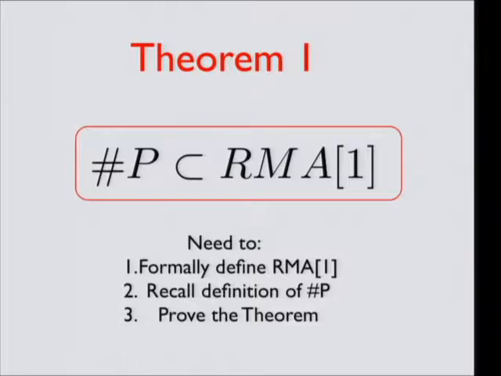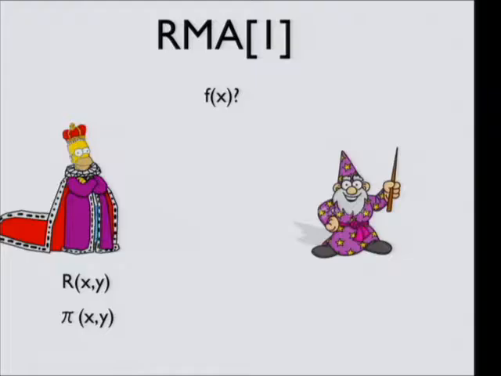OK, this is our first theorem. And to show it to you, I have to formally define for you what these rational Merlin-Arthur proofs are. I'm going to recall some definition of #P to set notation and make the proof easier to digest. And I'm going to prove a theorem for you.